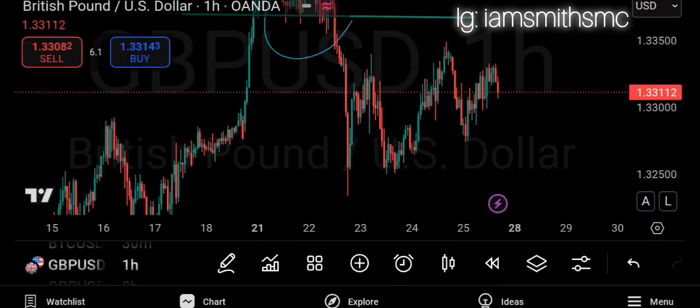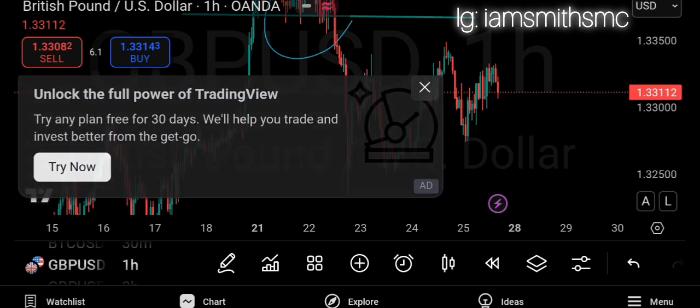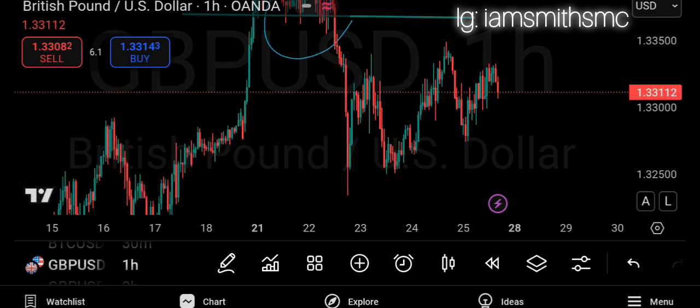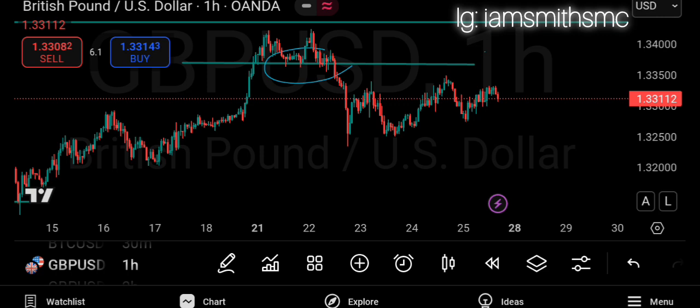So we have come to the end of chart breakdown for today. Cable looks like it's heading towards the upside, that is if you are following the ICT concept to grab the liquidity pool, that area there. Remember, patience is key. Let price come to you, wait for confirmation and don't force trades.